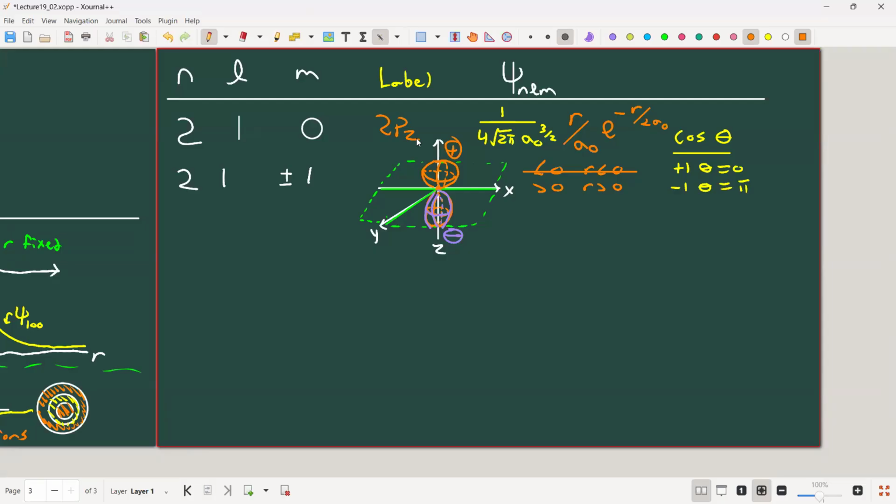Now, we should automatically know what px and py look like. We just take that orbital and flip it onto the other axes. The px orbital is going to look just like the pz orbital, except it's lying on the x axis. And the py orbital is going to be lying along the y axis. We already know what they kind of look like. All right, so let's just double check the math works for that.